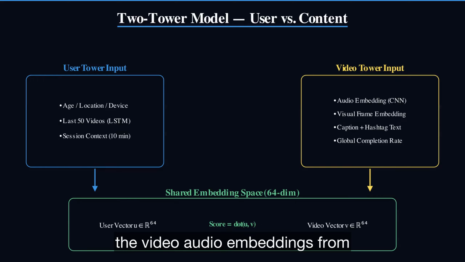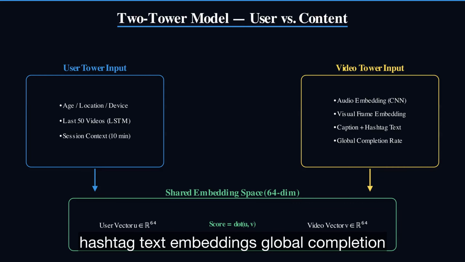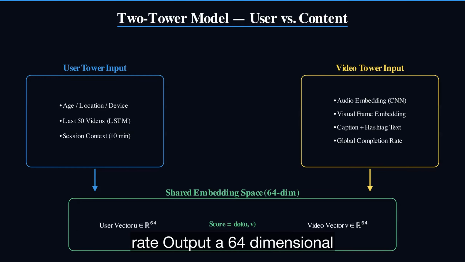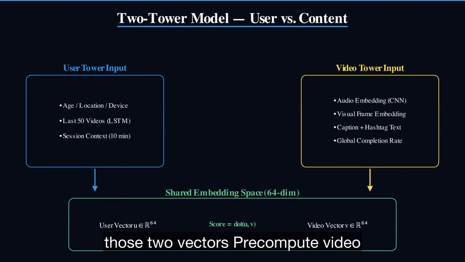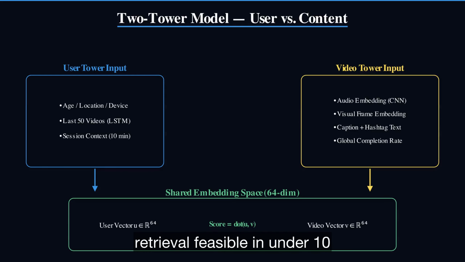Tower 2 encodes the video, audio embeddings from the soundtrack, visual frame embeddings from a CNN, caption and hashtag text embeddings, global completion rate. Output, a 64-dimensional video embedding vector. Similarity is a single dot product between those 2 vectors. Pre-compute video embeddings offline. Only compute the user embedding at inference time. That is what makes ANN retrieval feasible in under 10 milliseconds.